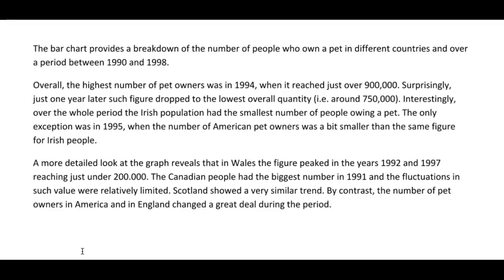So let's go. Overall, the highest number of pet owners was in 1994 when it reached just over 900,000. Good. Surprisingly, just 1 year later, the figure dropped to its lowest overall quantity, around 750,000. We don't need brackets, okay? We could have just linked that together.